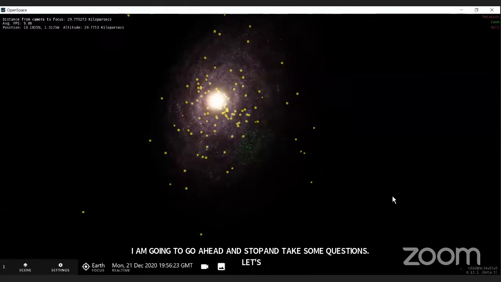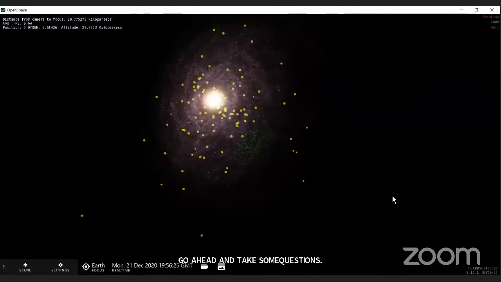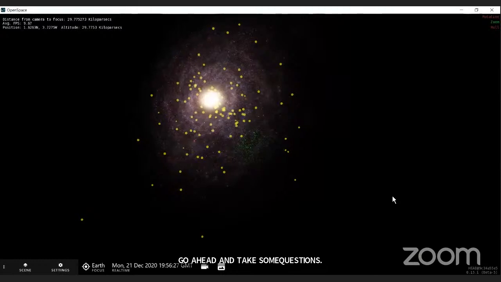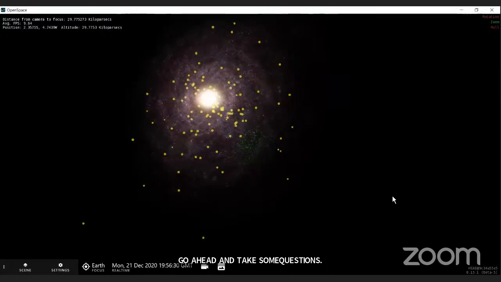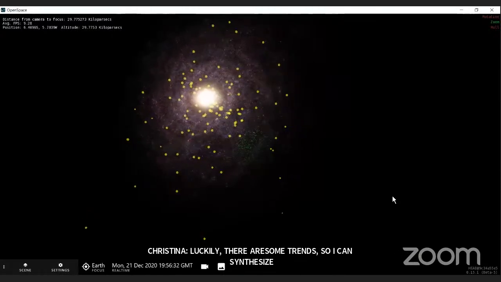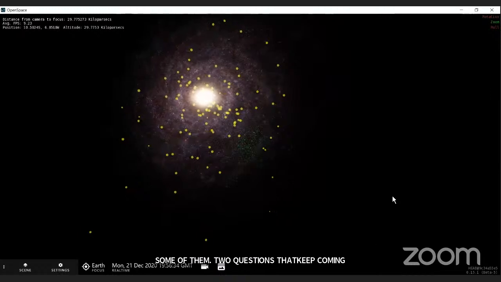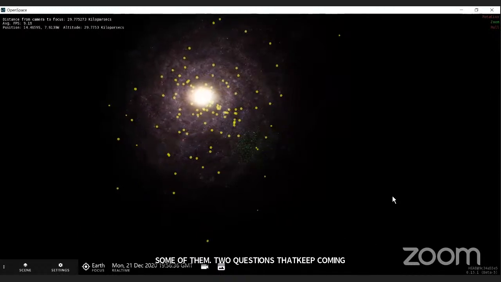I think two questions that keep coming up about the clusters are whether we have a sense of how many there are, and also if one type of cluster, like an open cluster, can turn into a different type of cluster, like a globular.